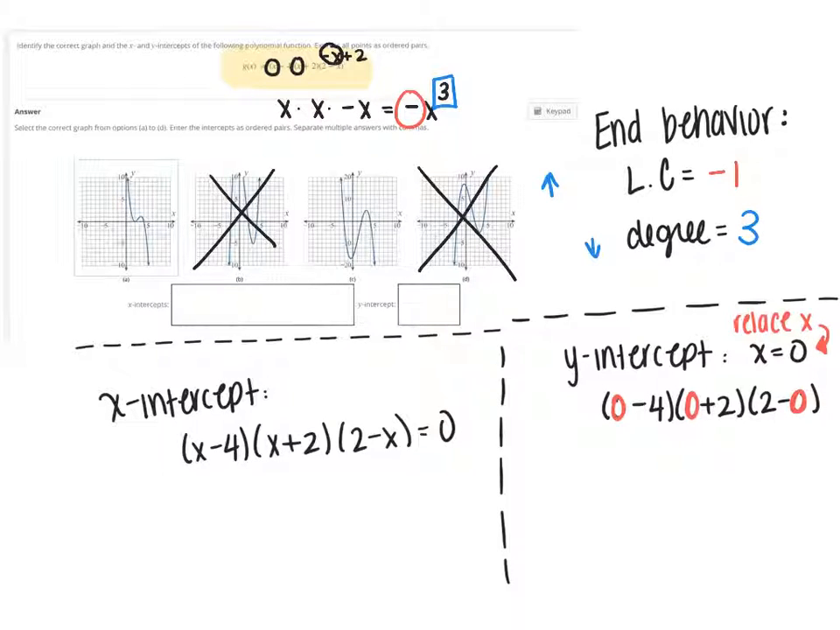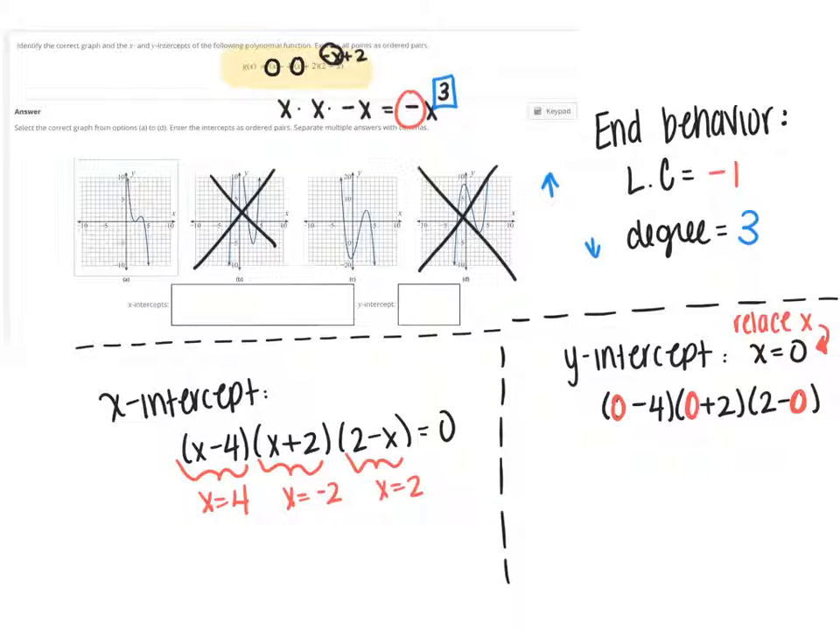Now to further narrow it down, I'm going to find my x and y intercepts. So your x-intercepts come from setting the whole function, or g of x, or y, all of those mean the same thing, set the thing equal to 0. So I've already written it down in the bottom left, so I'm going to set each piece equal to 0. Well, x minus 4 is going to give me an x-intercept of 4. X plus 2 is going to give me an x-intercept of negative 2, and 2 minus x is going to give me an x-intercept of 2. And I just set each one of those equal to 0.